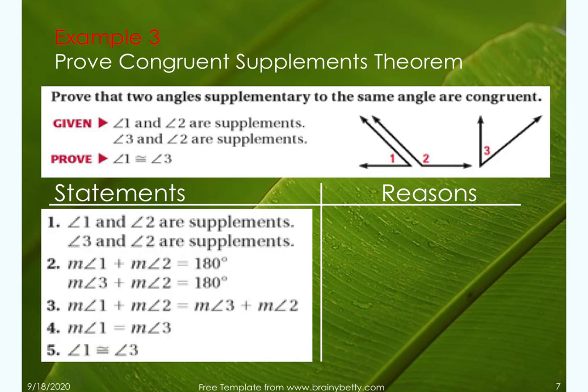This one, example 3, prove congruent supplements theorem. So prove that 2 angles that are supplementary to the same angle are congruent. Given 1 and 2 are supplements, and 3 and 2 are supplements. So this is step 1, given. 2, the measure of angle 1 plus the measure of angle 2 equals 180. The measure of angle 3 plus the measure of angle 2 equals 180. We know this because we know what supplements means, which means that this is the definition of supplementary.